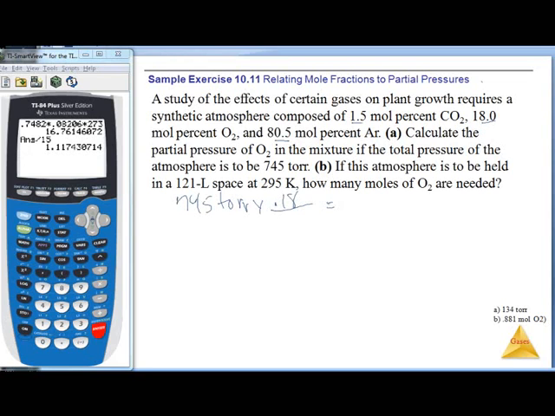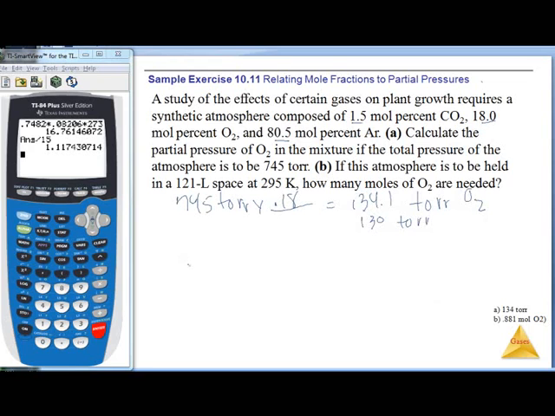0.18. And when I do that, I get 134.1 torr of oxygen. So, looks like 2 sig figs. I'm going to call it 130 torr.